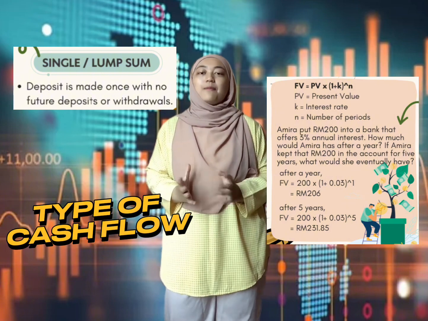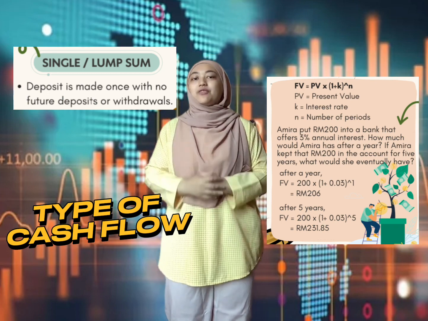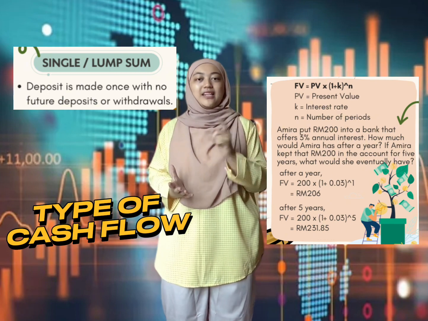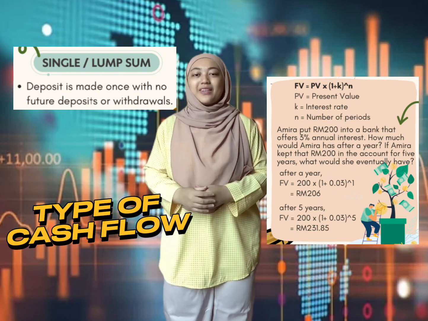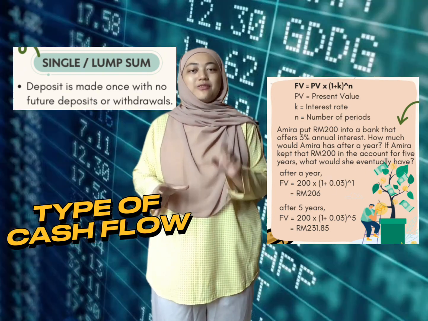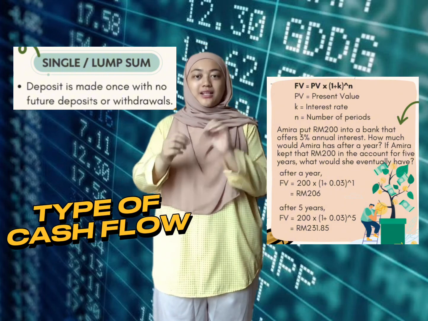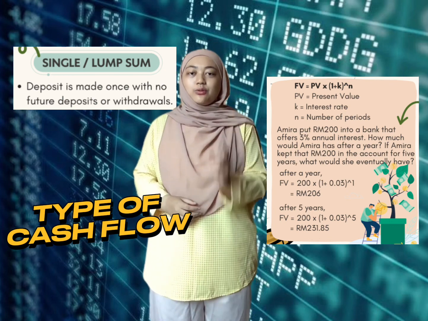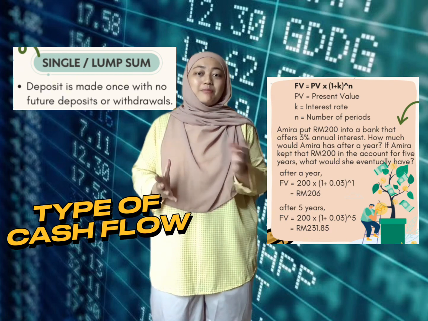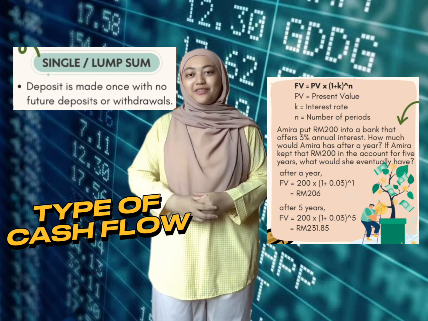For example, Amira puts 200 ringgit into a bank that offers 3% annual interest. How much would Amira have after a year? If Amira kept that 200 ringgit in the account for 5 years, what would she eventually have? We can solve this case using the formula of future value. After a year, by calculating and inserting every component, she will get 206 ringgit. And the amount will grow to 231 ringgit and 85 cents after 5 years.